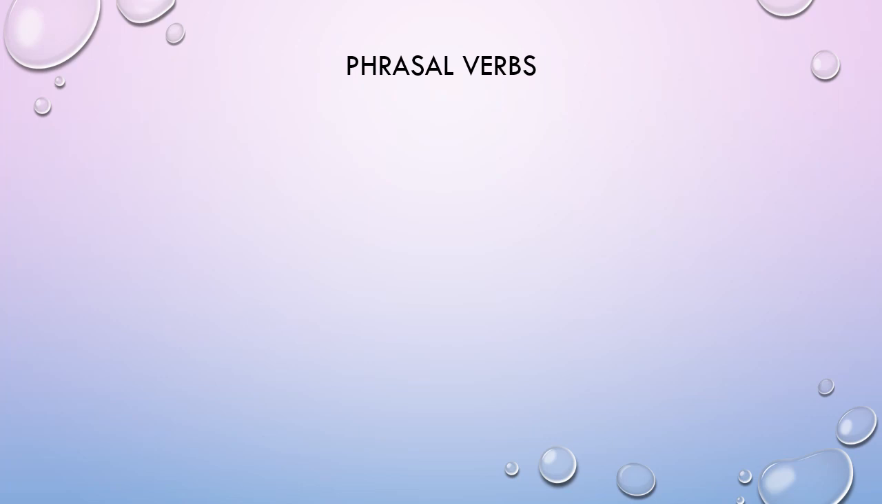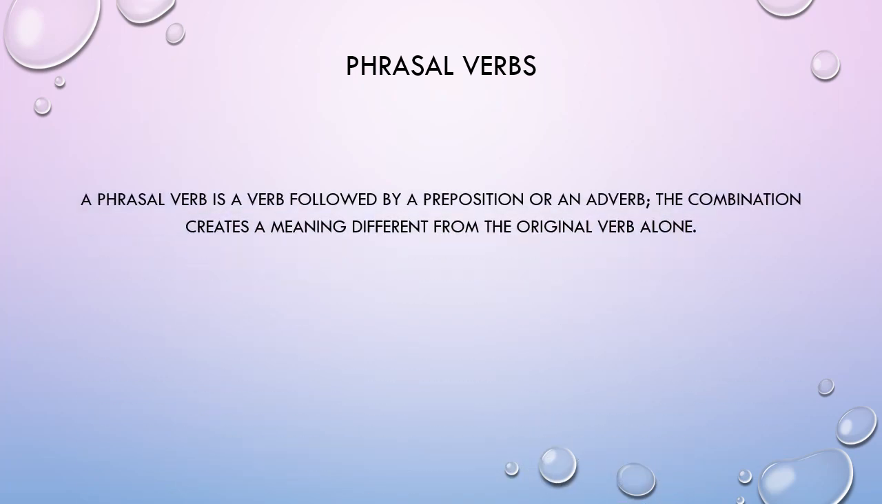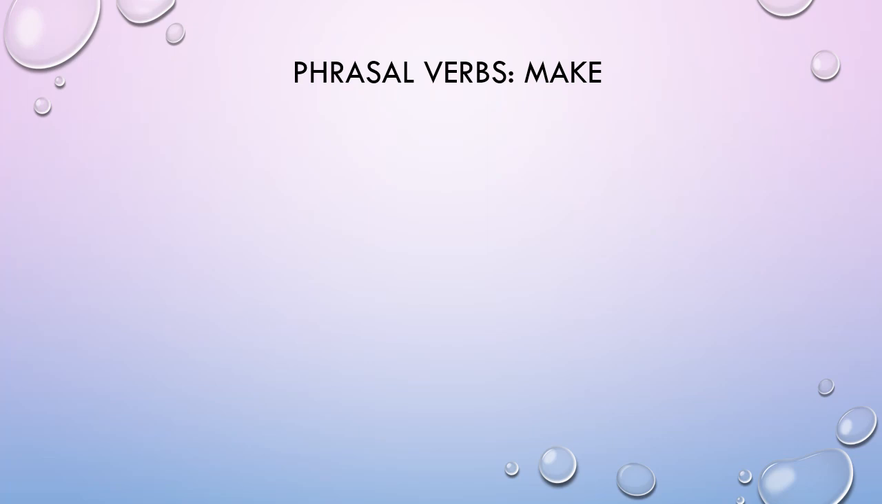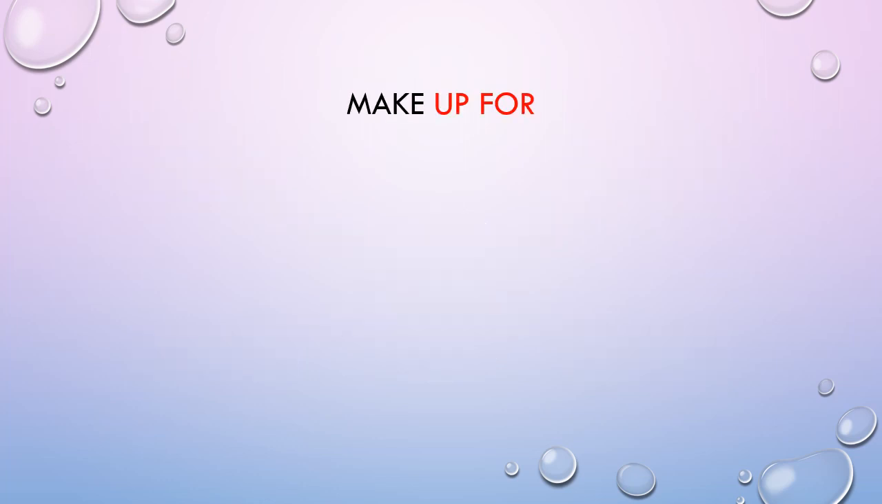We are moving on to the second part of our lesson, phrasal verbs. Now let's remember what is a phrasal verb. A phrasal verb is a verb followed by a preposition or an adverb. The combination creates a meaning different from the original verb alone. And today we are going to look at phrasal verbs make up for, make out, make up, and make for. Let's look at their meaning.